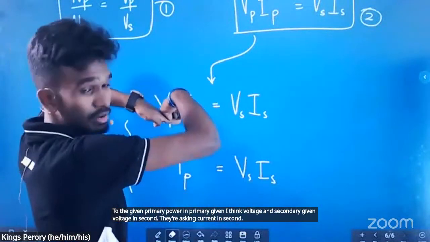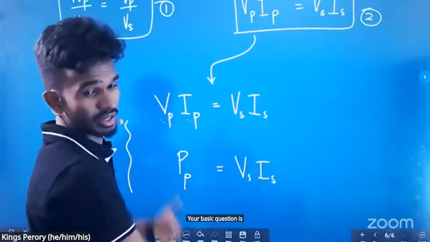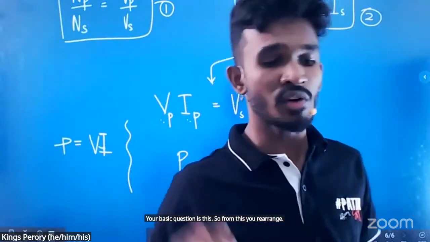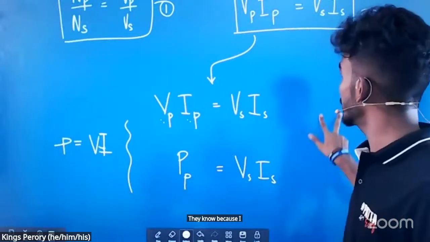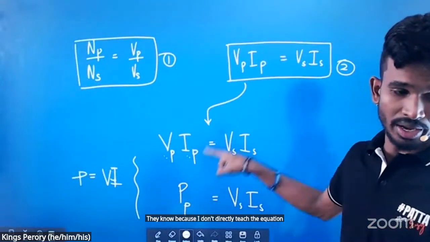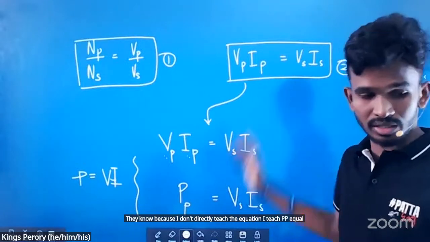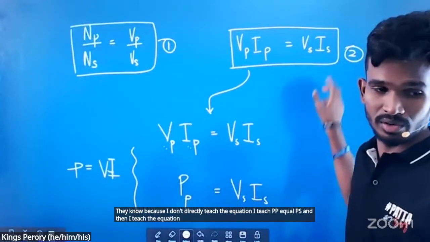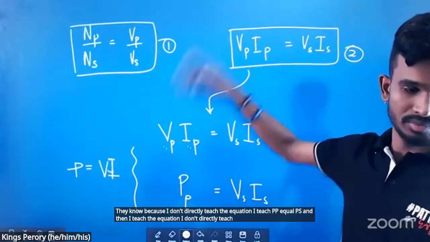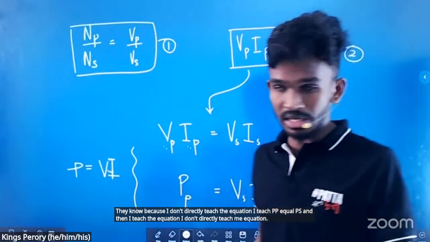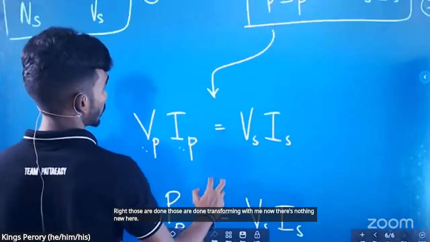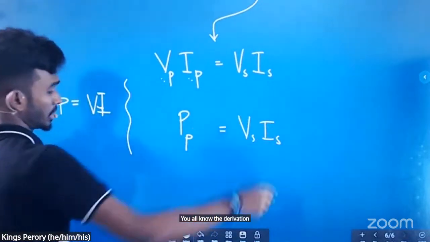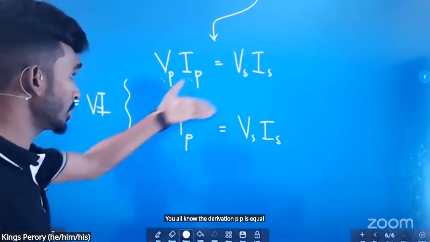Your basic equation is this. So from this, you rearrange. Now, those who have done transformers with me, they know, because I don't directly teach the equation. I teach PP equal PS and then I teach the equation. Now there's nothing new here. You all know the derivation. From PP equals PS we have gone.